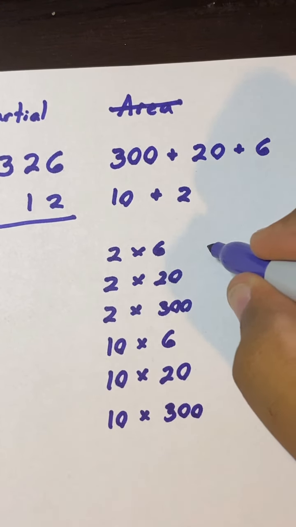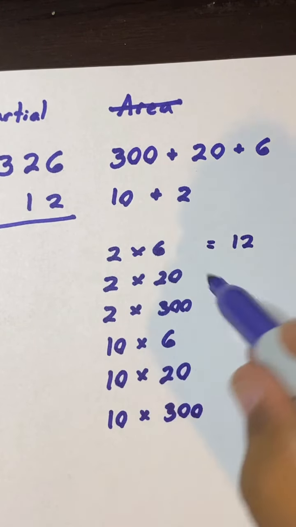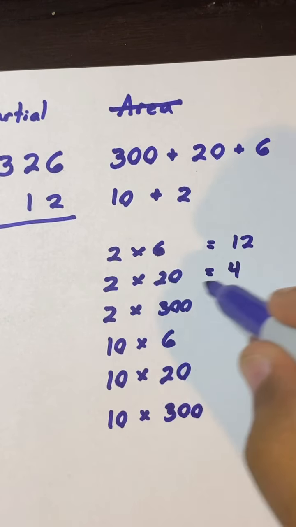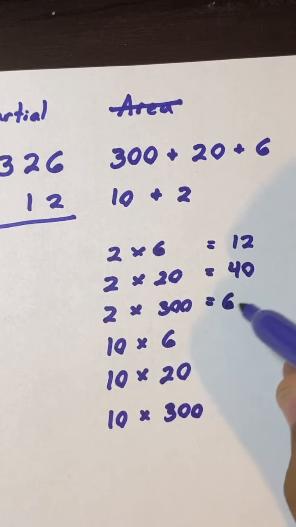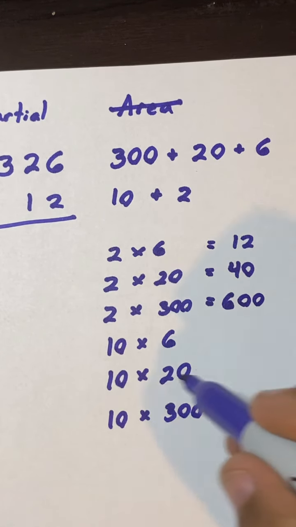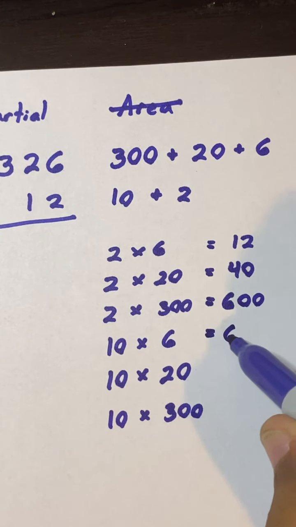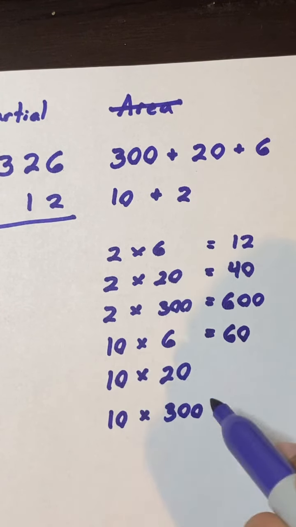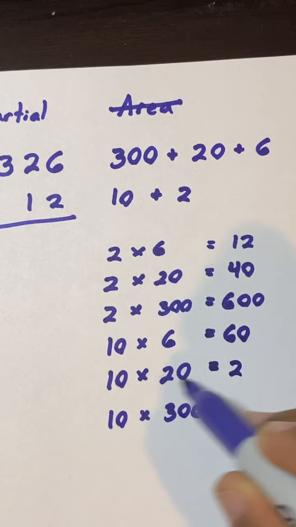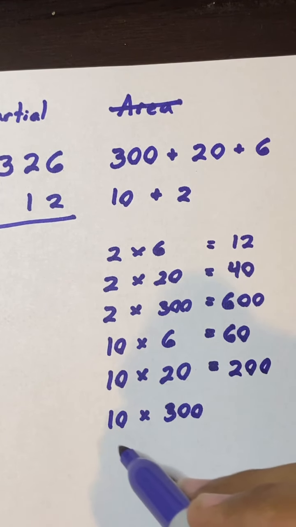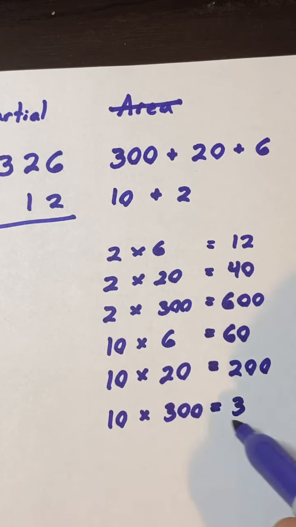Okay, so we know 2 times 6 is 12. And then 2 times 2 is 4, and we know 2 times 0 is 0. 2 times 3 is 6, and then we add the 2 zeros. 10 times 6, it's very easy. You do 1 times 6, which is 6, and then you add the 0. Then we have 1 times 2, which is 2, and we add the 2 zeros. And lastly, we have 10 times 300, which is 1 times 3, and you add the 3 zeros.